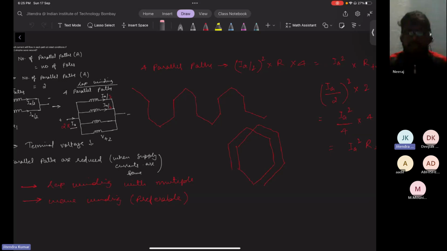In a machine you cannot ignore circulating current, because it will induce a huge amount of losses. In a DC machine, as you load it, your magnetically neutral axis gets shifted away from the geometrically neutral axis, right? The MNA shifts by some angle because of armature reaction.